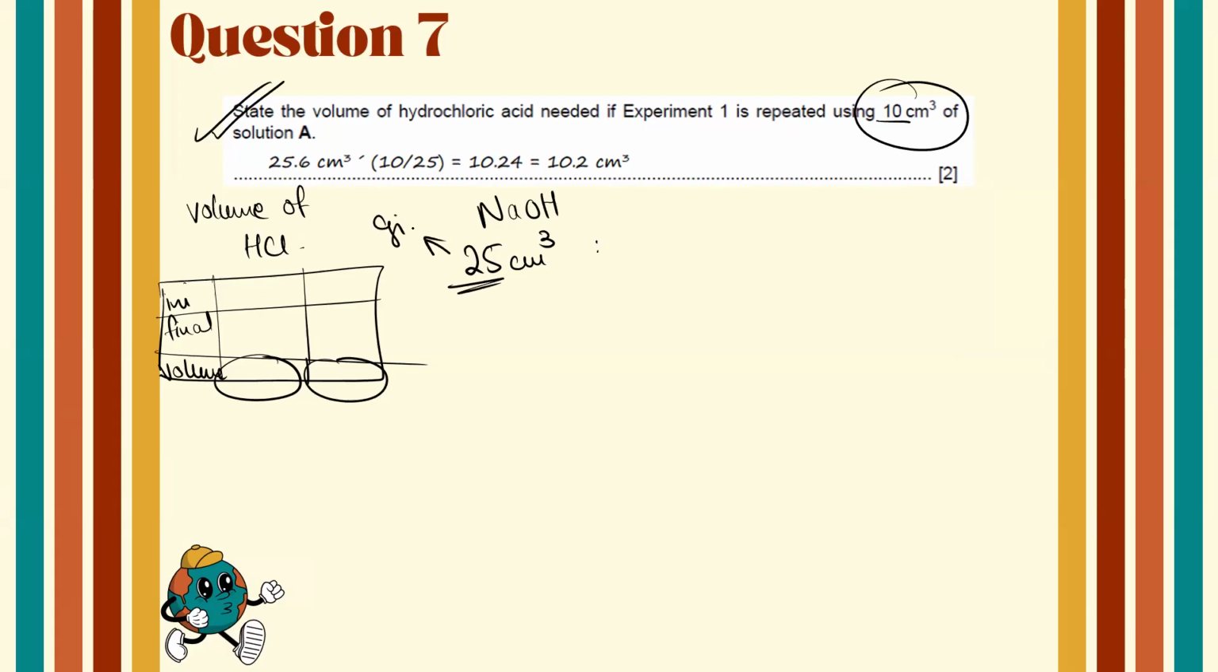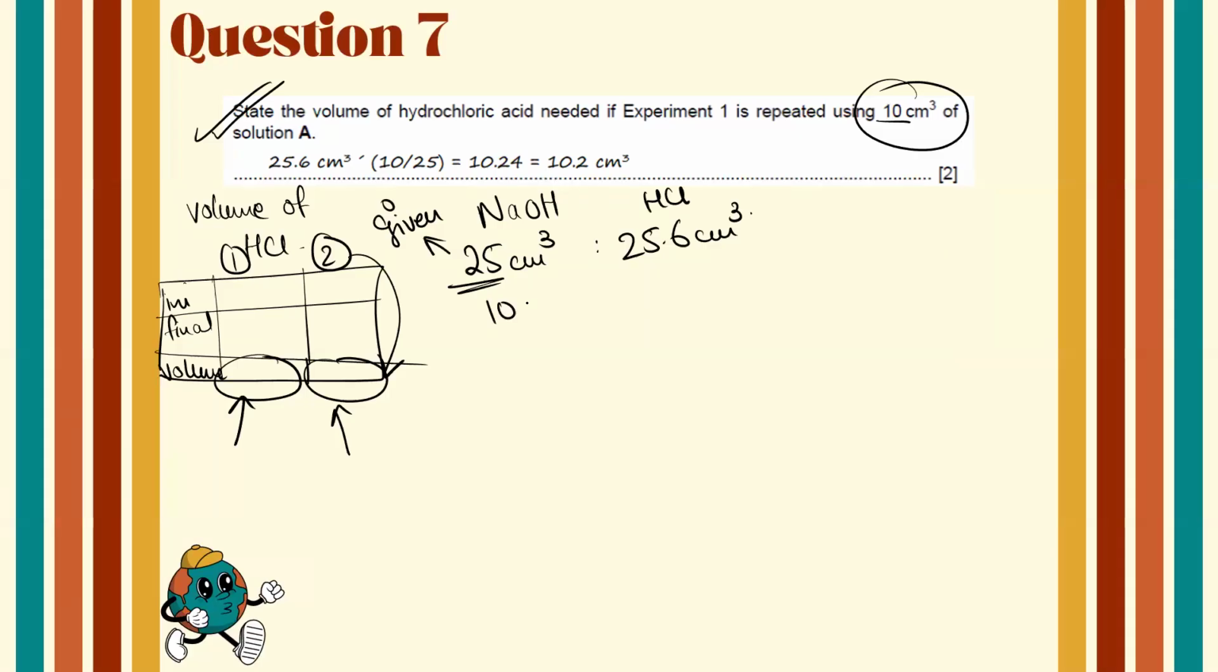The first value will be given in the question, that we have taken this much sodium hydroxide. So if to neutralize 25 centimeter cube of sodium hydroxide, we have taken 25.6 centimeter cube, you can note it down from here or here. If they ask for experiment 1, see here. If they ask for experiment 2, take this value. So to neutralize 25 centimeter cube, 25.6 centimeter cube of HCl has been used.